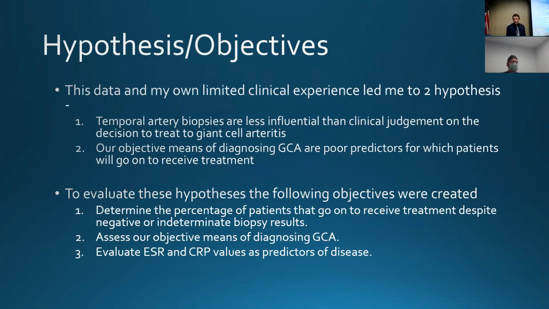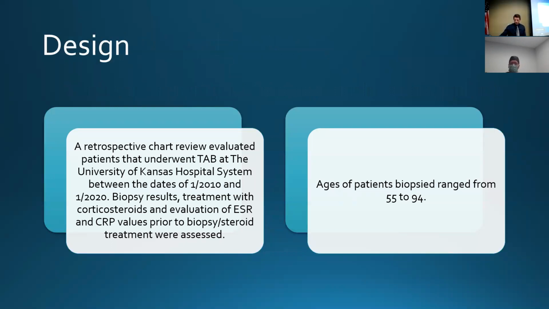With this literature review and then my own limited clinical experience, I made 2 hypotheses. And that's that temporal artery biopsies are less influential in clinical judgment on the decision to treat for giant cell arteritis. And then I wanted to try to assess our objective means of GCA because I felt that they were poor predictors of which patients would go on to receive treatment. And so I set out 3 goals to evaluate these hypotheses. The first one was to determine the percentage of patients that would go on to receive treatment despite having a negative or indeterminate biopsy. And then goals 1, 2, and 3 go hand in hand, but it's to assess our objective means of GCA and then evaluate ESR and CRP values as predictors of disease. So my design was a retrospective chart review.